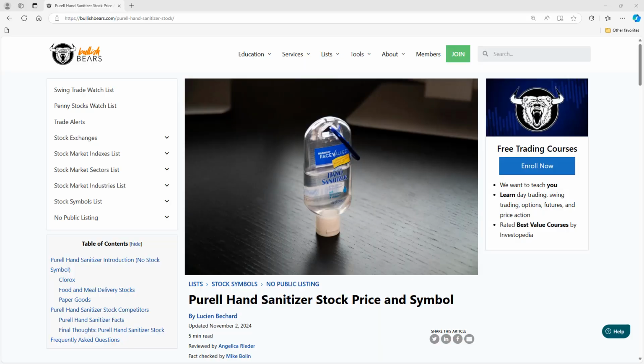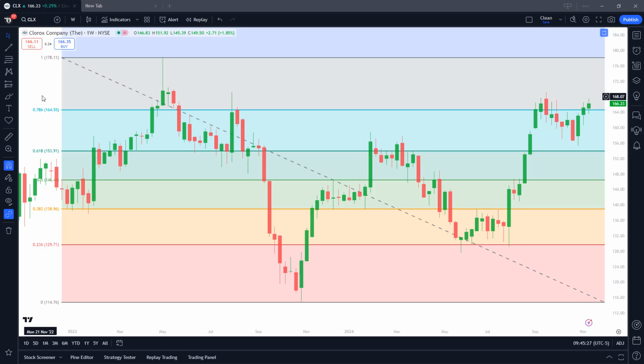Purell is a private company, so they do not have a stock symbol on a major exchange. However, there is a company called Clorox that you can invest in, and their stock symbol is CLX. So let's take a look here at a stock chart of Clorox, or CLX.